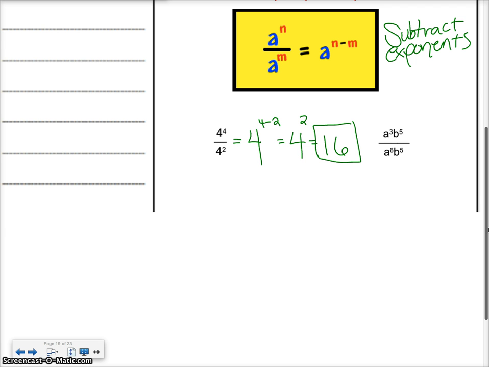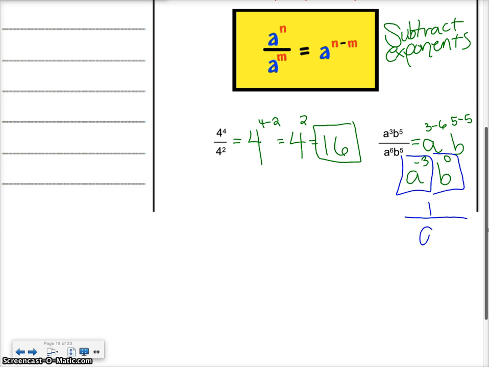a cubed b to the 5th over a to the 6th b to the 5th is equal to a to the 3 minus 6, b, oh, is that 5? b to the 5 minus 5, I think that's a 5. 5 minus 5, which is a to the negative 3, b to the 0. And now I can apply those properties that we learned the first day. This needs to move, and this will turn to 1. So I'm left with a 1 on top and an a cubed on the bottom. Final answer.